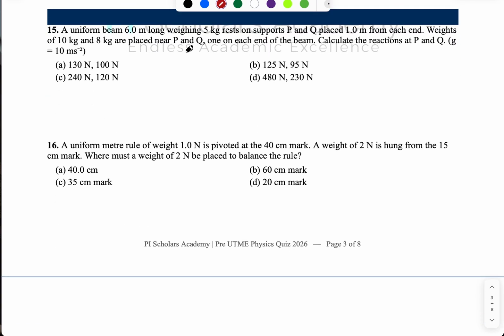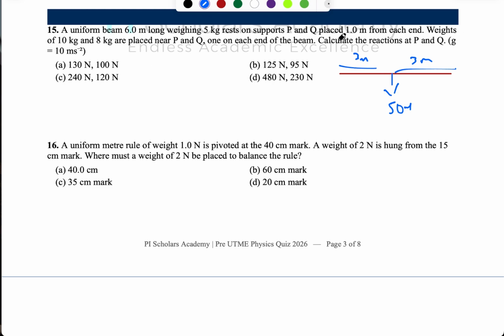Next one says a uniform beam 6 meters long weighs 5 kilograms. Whenever you have a uniform beam, it will always balance at its center, in the sense that its weight is going to be acting at its center. That's its center of gravity. So it's weighing 5 kilograms, which means it is weighing 50 newtons at the center. This place is going to be 3 meters, and this place is also going to be 3 meters. That is because it is uniform. If it is not uniform, don't balance it at the center, please.